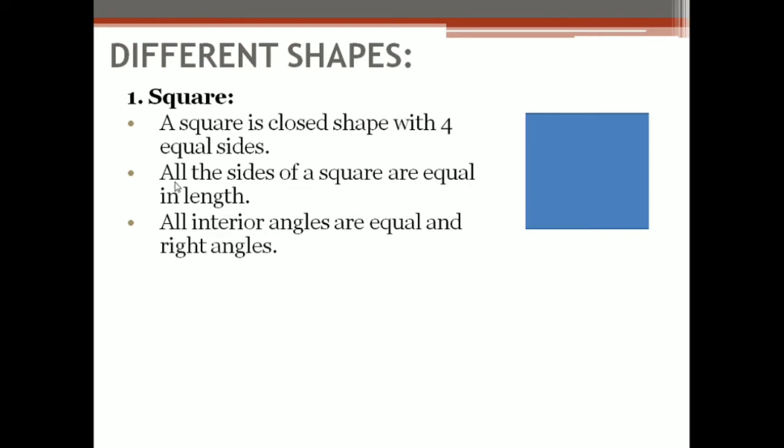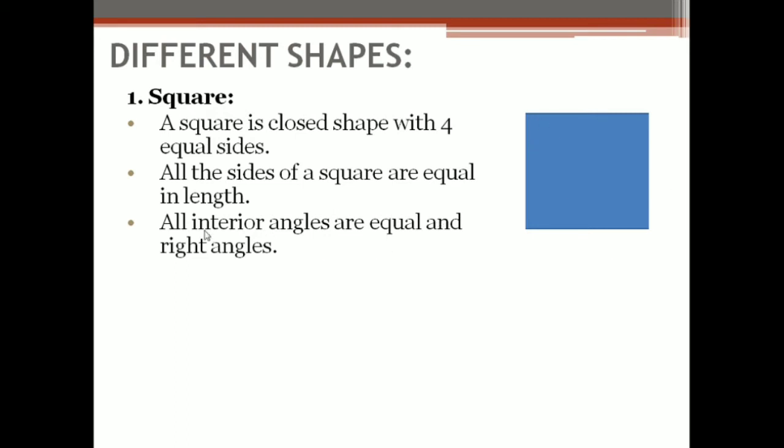Now the second line says, all the sides of a square are equal in length. What is length? This is the length. These four sides, this is the length of the shape, right? So you can easily observe in the figure that all the four sides are equal.